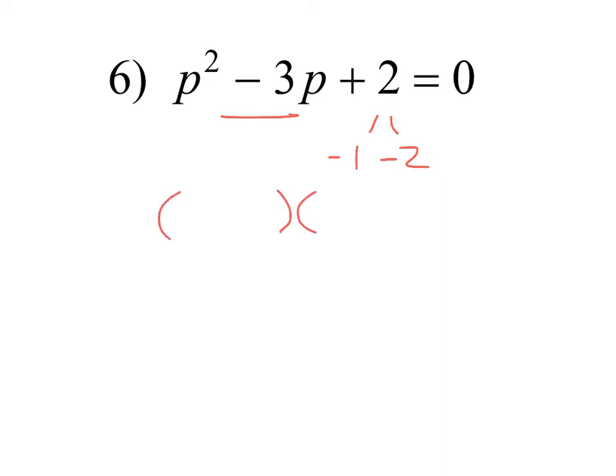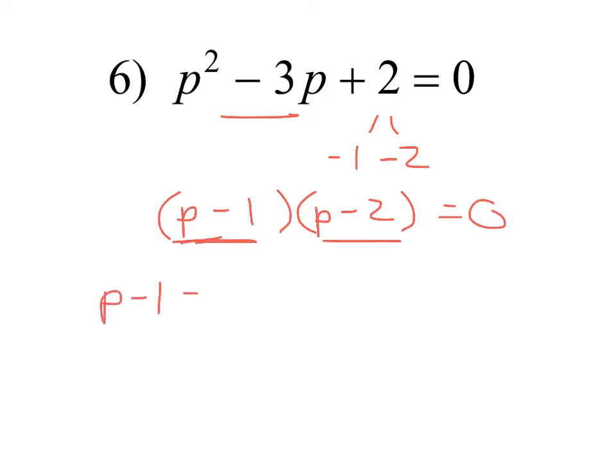So now we put them into our parentheses. So what do you think is going to go into our parentheses? P minus 1 and P minus 2. Perfect. Now we're just going to take both of these things that we have in our parentheses and make it two separate equations. So we have P minus 1 is equal to 0 and P minus 2 is equal to 0. And we just solve for P in both of those.